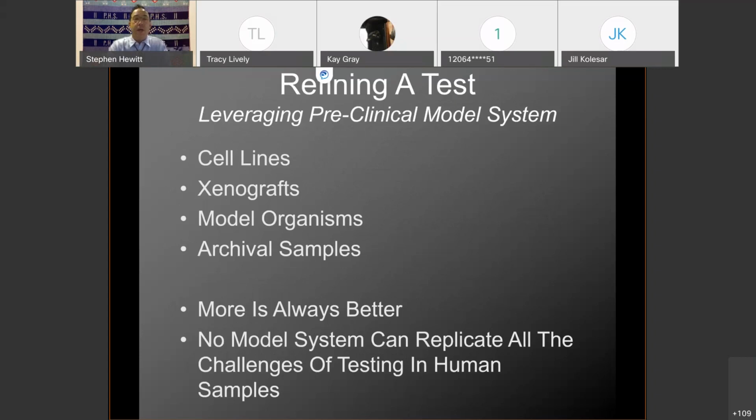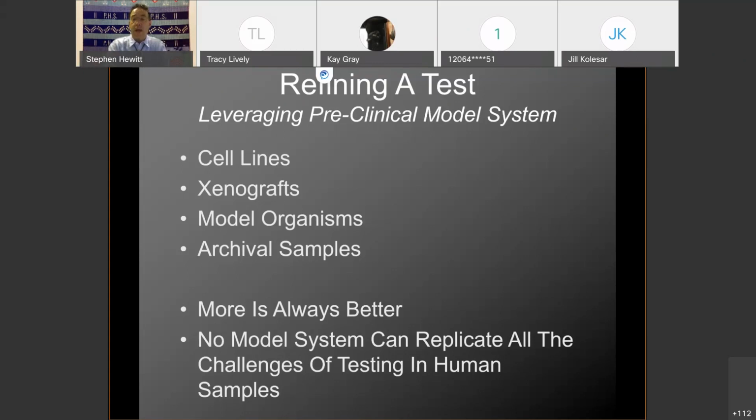How can you refine a test? Well, you can use cell lines. Those have limitations, but they can be powerful tools in the early testing phase of building an assay. You can use xenografts. Again, they pose certain problems, especially if you're in the immuno-oncology field, but they move you to another level and ask additional questions. One of the advantages of xenograft systems is they help address heterogeneity much better. Model organisms, when appropriately chosen, are a powerful tool, and of course, archival samples are never to be diminished in their importance. More is always better, and nothing ever replicates performing an immunohistochemical assay in a real setting.